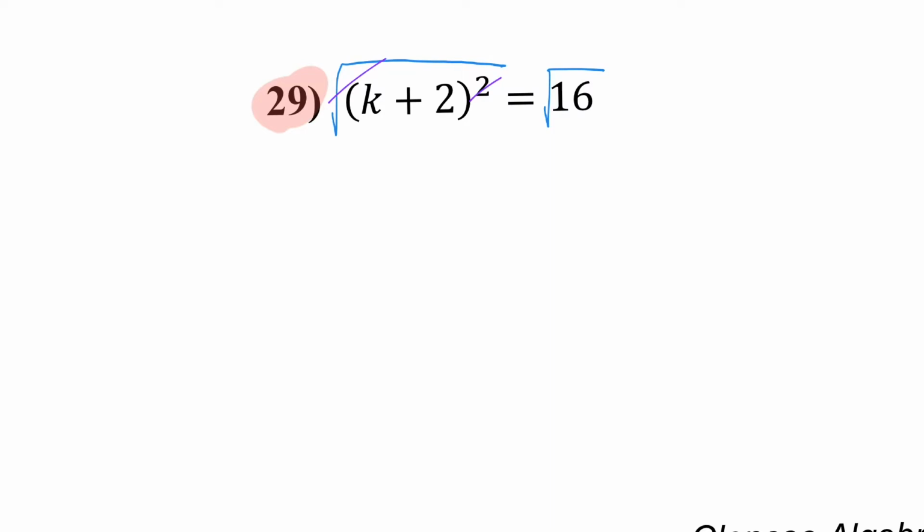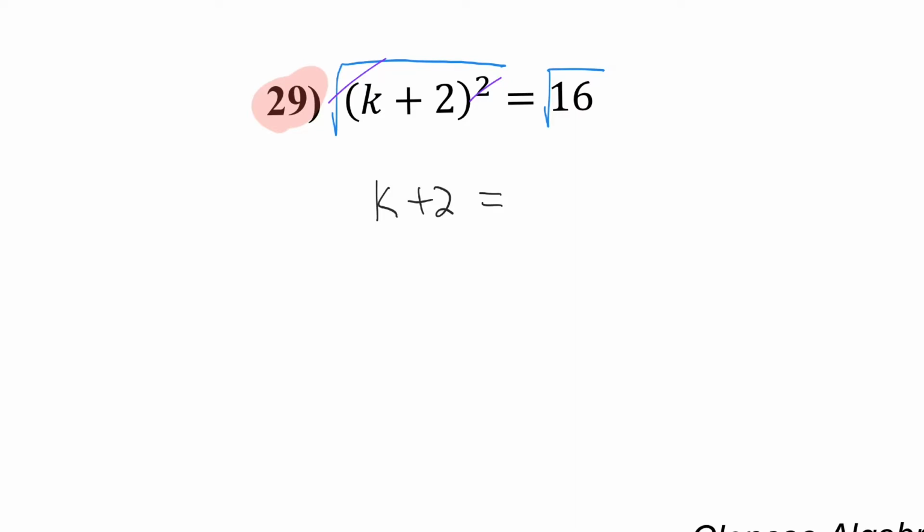Now, I'm going to bring down my binomial, k plus 2. Notice that I don't have anything else because the square root and the square cancel. But on the other side, notice that we do have a perfect square number. 16, the square root of 16 is 4. But when you are solving a quadratic equation, and this is very important, when you are using square roots, you need to keep the 2 options that you can have for the square root. This is what I mean.